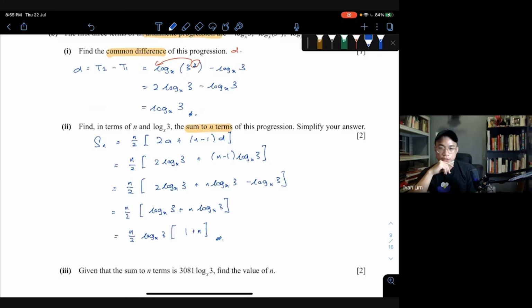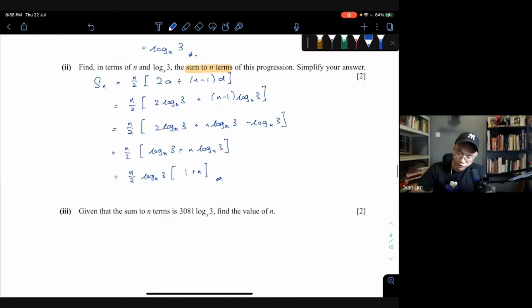Okay, then the next one. Given that the sum to n terms is 3081 log x3, so whatever we just calculated, they say is equal to 3081 log x3. Find the value of n. All right, find the value of n. So this above is equal to this value. So let's go and find the value of n.